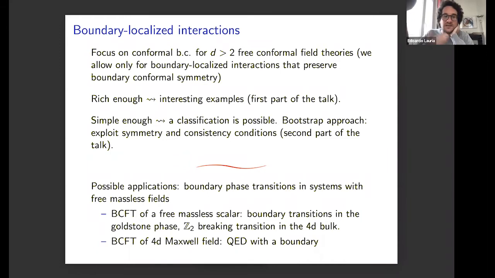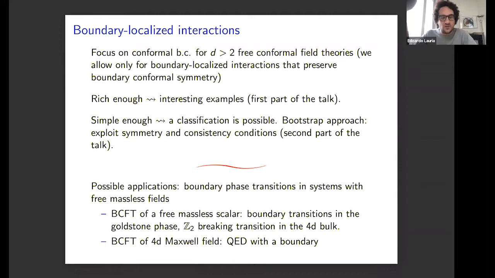So this, as I will explain in the first part of the talk, is an interesting set of theories. I mean, there is this class, although it's of course a simpler version of the problem. Trying to understand this space of conformal boundary conditions just for free theories is a simpler problem, but still it's a rich enough class of examples. It's an interesting problem still, and indeed we can construct many interesting examples.